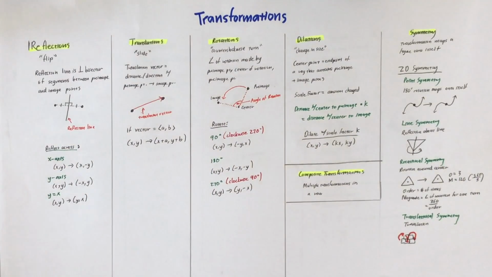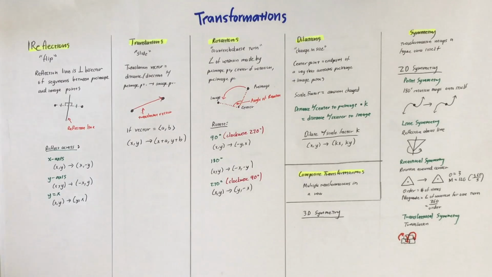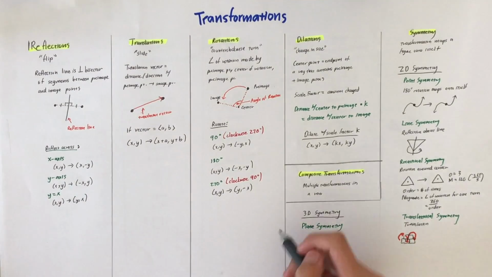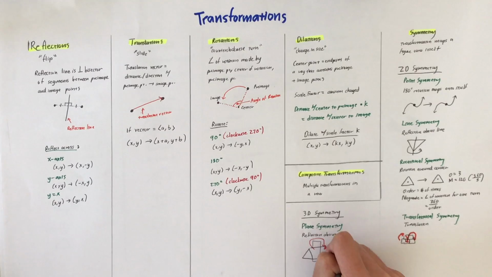In three-dimensional symmetry, we have solids now instead of just flat figures. So one type of three-dimensional symmetry is plane symmetry, which is basically line symmetry in 3 dimensions. Reflecting around a plane maps a figure onto itself. Like a prism, you can reflect about this plane and you'll get the same half on the other side.